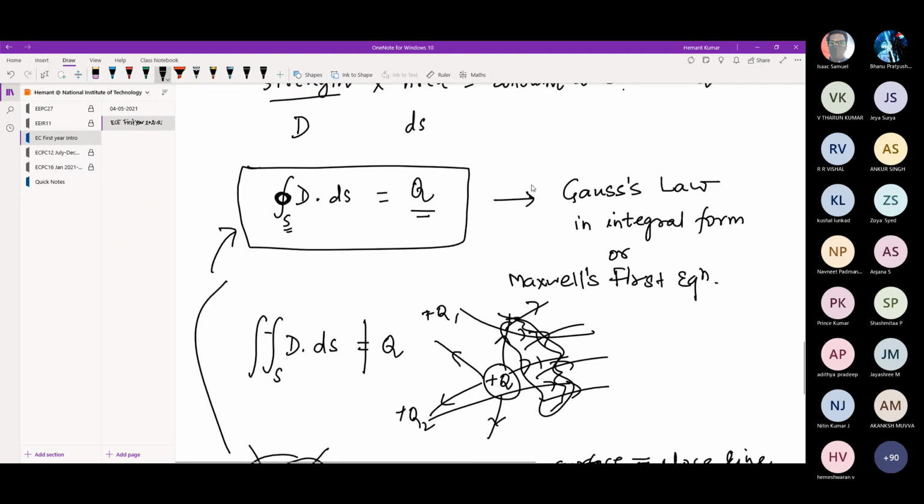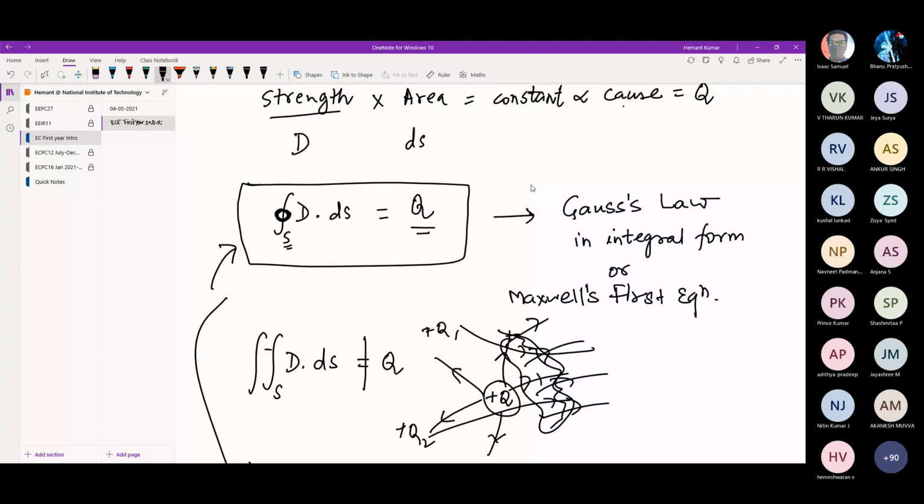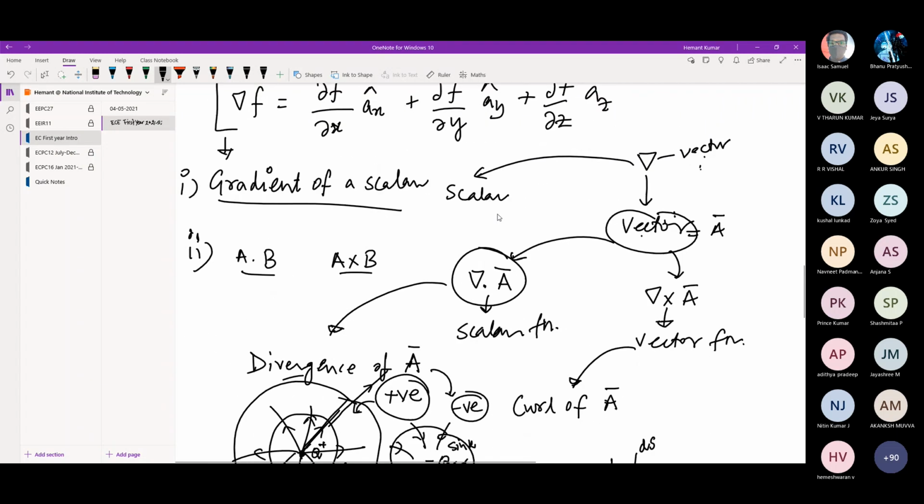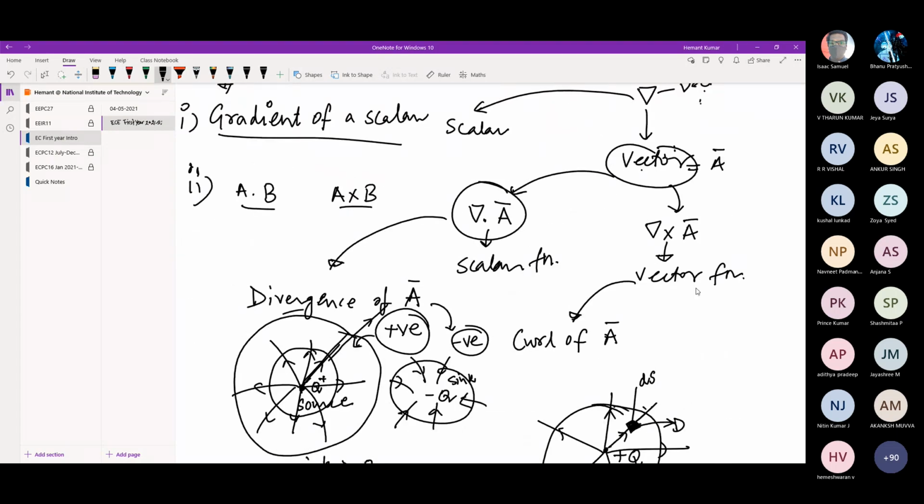Same thing is here. You have to be careful while applying Gauss's law. Gauss's law can only be applied when the surface is closed. So here we have Gauss's first law. Now we'll study the next term, which is a vector function.